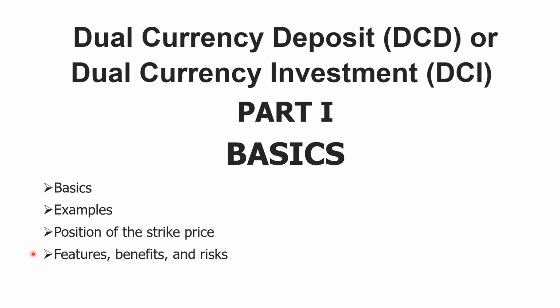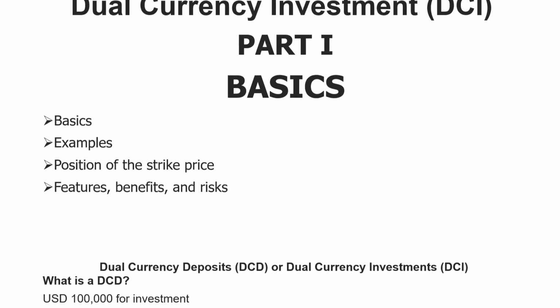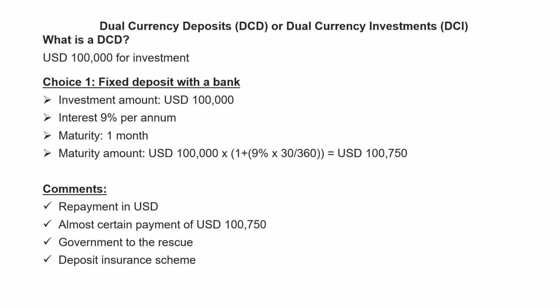So let's get going. Now, what is a dual currency investment? Suppose you have US dollars 100,000 for investment and you are given only two choices on where to invest. Choice 1, you can put the money in a fixed deposit with a bank that pays 9% interest per annum. Let's say that the period of deposit is 1 month. At the end of the month, that is upon maturity, you will get US dollar 100,000 into 1 plus 9% into 30 by 360, which is equal to US dollar 100,750.